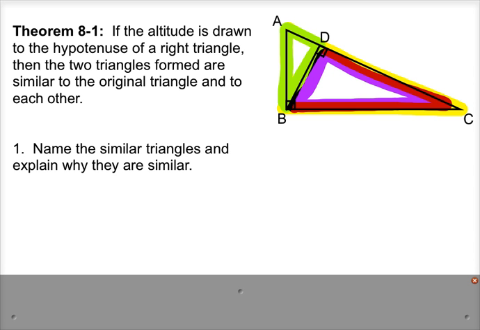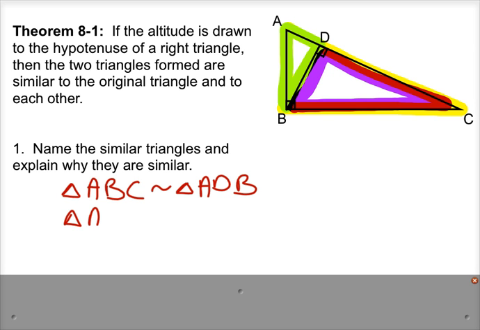It says, name the similar triangles and explain why they're similar. So I'm going to start with the large original triangle, which is triangle ABC, and it's similar to the green one. And if I want to name it in the same order, well, angle A in the large triangle is the same angle A in the little triangle. B was the 90-degree angle, and in my green triangle, the 90-degree angle is D, and then B. And the big reason why it's similar is both of those triangles share angle A, and they both have a 90-degree angle.